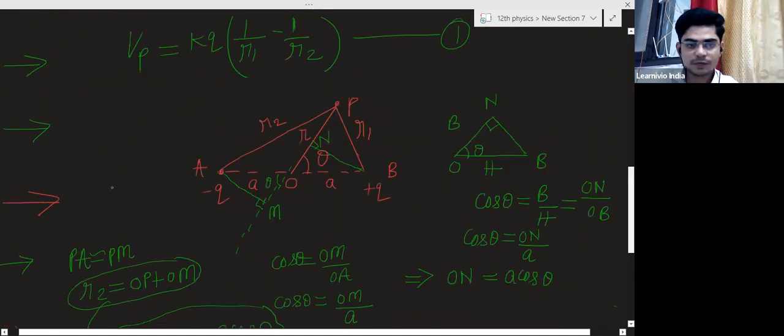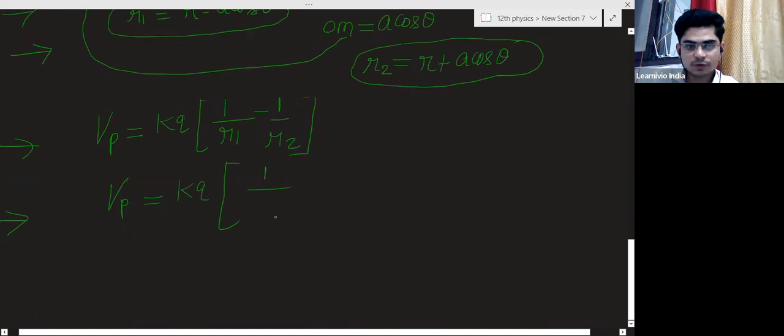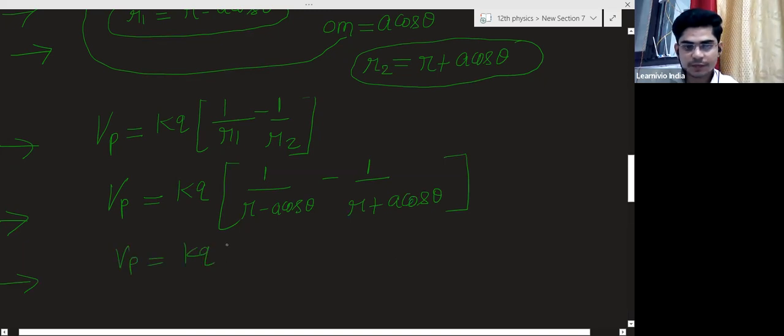So we can put here potential at point P equal to KQ (1 upon R minus A cos theta minus 1 upon R plus A cos theta). So from here, I can calculate VP as KQ, and what will be the LCM of this? The multiplication of these two terms.